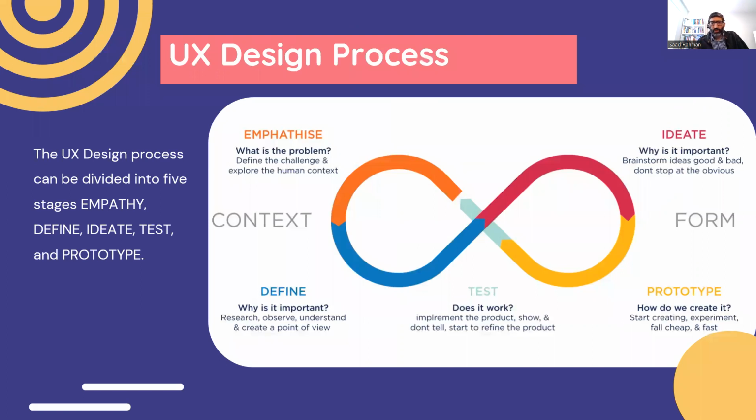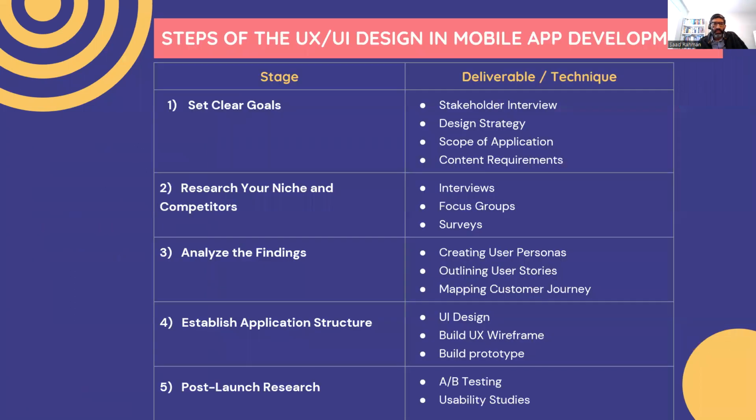With this, I'm sure a lot of you who have worked in consulting, or in any kind of development process, might already be familiar. What is the problem? You start defining the problem. Why is it important? Does it work? You ideate upon it, you prototype. And this is the small circular way it keeps on rotating around. So we will not go into too much detail about this stuff. In terms of the stages, for example, in your first stage, you're setting your clear goals. What are the kind of techniques that you're looking at?